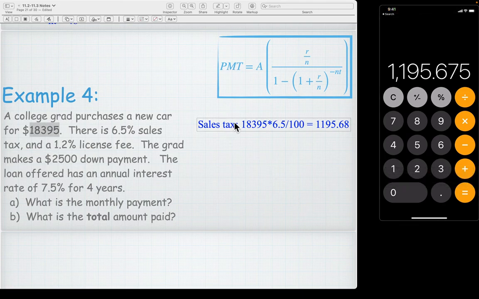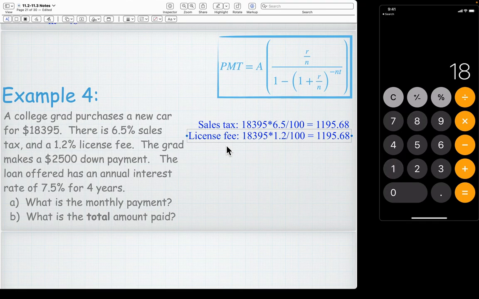And then there's a licensing fee. So let's figure out what the licensing fee is. Kind of calculated the same way. Total amount. This time it's 1.2%. So let's find that. 18,395 times 1.2 divided by 100. So to get the license, it costs you $220.74.